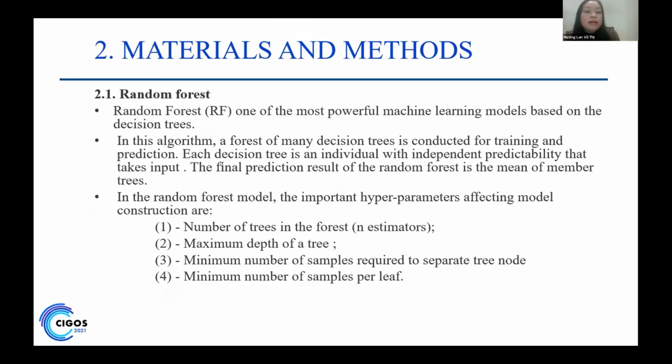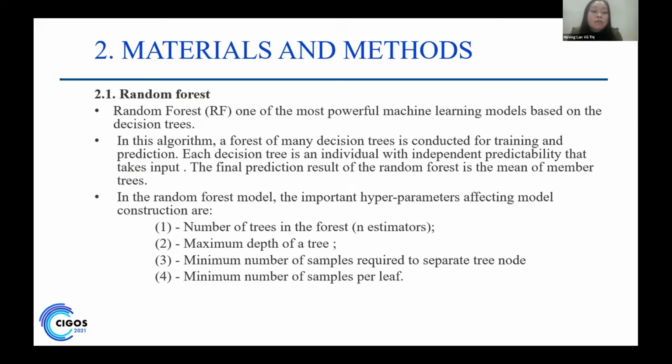Part 2, materials and methods. 2.1, random forest. Random forest (RF) is one of the most powerful machine learning models based on decision trees. In this algorithm, a forest of many decision trees is constructed for training and prediction. Each decision tree is an individual with independent predictability that takes the input. The final prediction result of the random forest is the mean of the member trees.